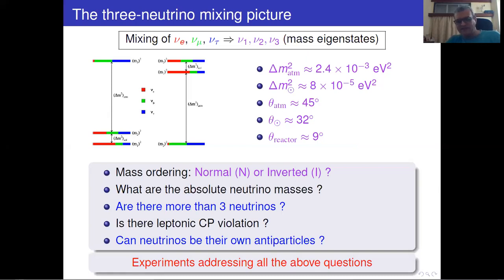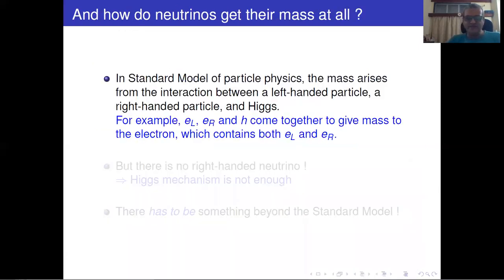These are experimental questions. On the other hand, for theorists, there are very important theory questions. And one major theory question is how do neutrinos get their mass at all? For those of you who know something of field theory, this slide may make sense. In the standard model of particle physics, mass arises from a term which has an interaction of a left-handed particle, a right-handed particle, and the Higgs. For example, electrons get mass because there is a left-handed electron, a right-handed electron, and the Higgs. They come together and give mass to the electron, which is both left-handed and right-handed.